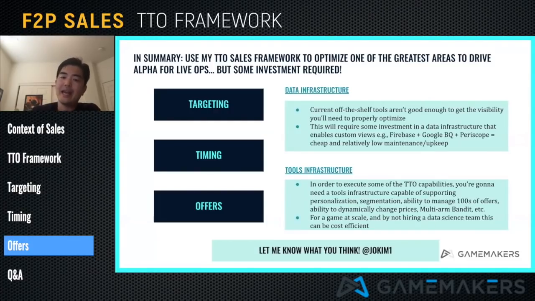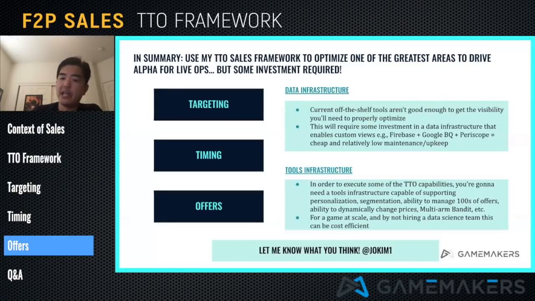And so in order to execute on some of the capabilities and things that I've been talking about, you're gonna need a tools infrastructure capable of supporting personalization, segmentation, the ability to manage hundreds of offers easily, and the ability to dynamically change prices, discounts, things like that.